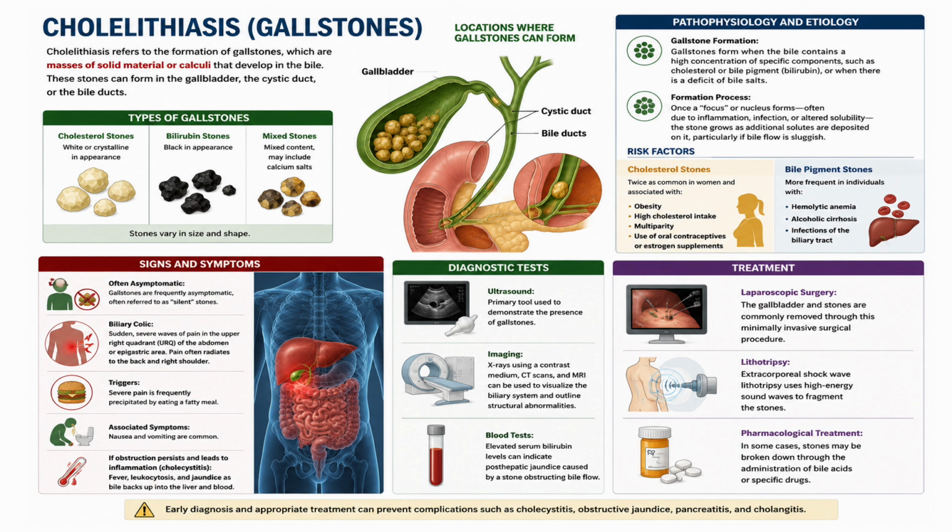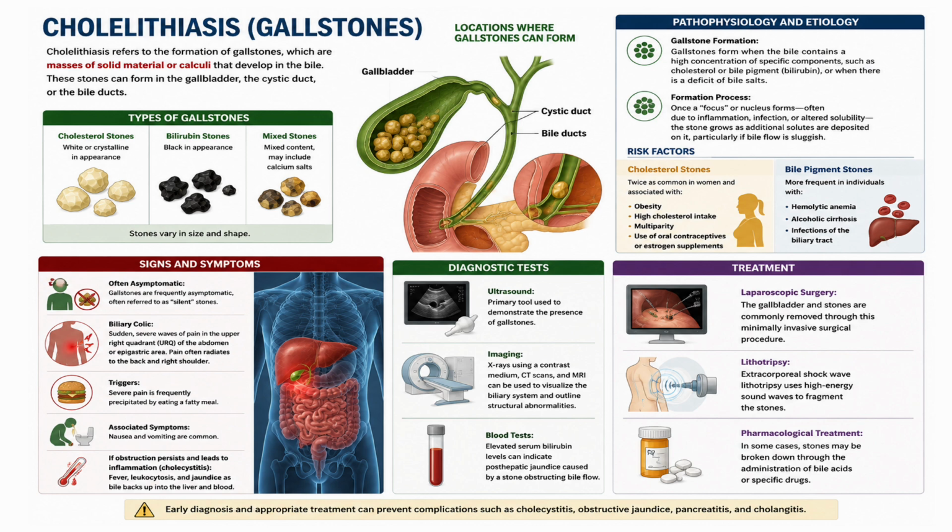Now, this process begins when a focus or a nucleus forms, often due to infection or inflammation. This causes the solutes to deposit and grow into the stones, a process which is exacerbated by sluggish bile flow. We primarily see two types. We have cholesterol stones, which are twice as common in women and linked to obesity and high estrogen levels, and bilirubin stones. These are more frequent in those with hemolytic anemia or cirrhosis.